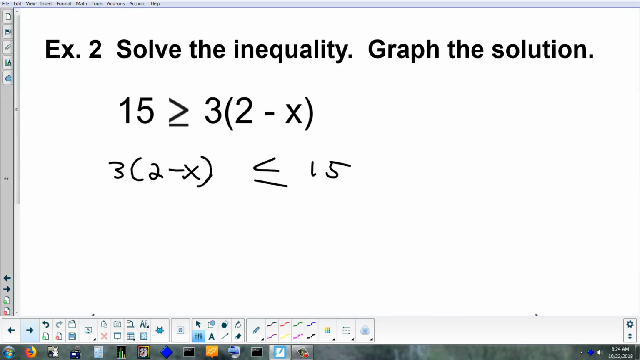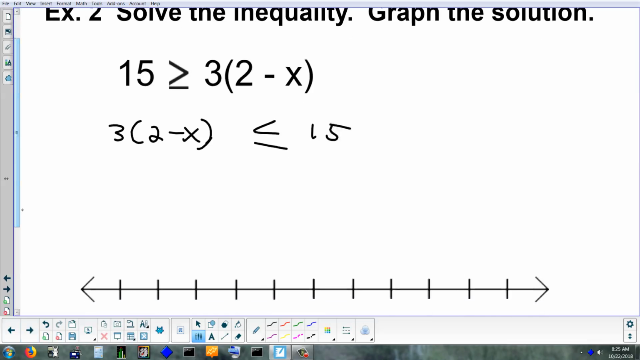So it still has to point at the 3 times (2 minus x). I didn't flip that sign because I divided by a negative. I didn't do any math yet. I just rewrote the problem. That's all. Any questions on that? And it's up to you. If you want to leave it the way it is, you could, but it's probably a good idea to do that first.